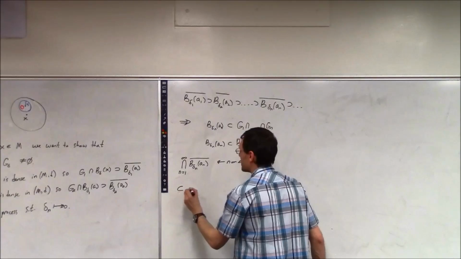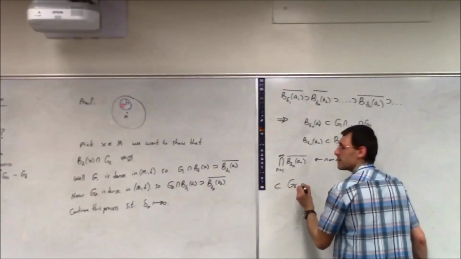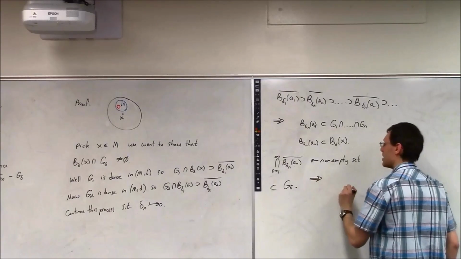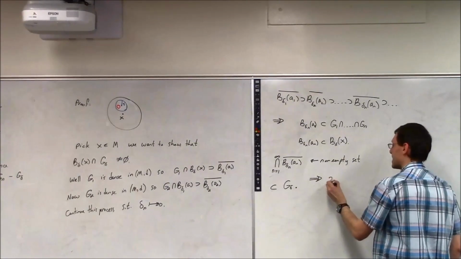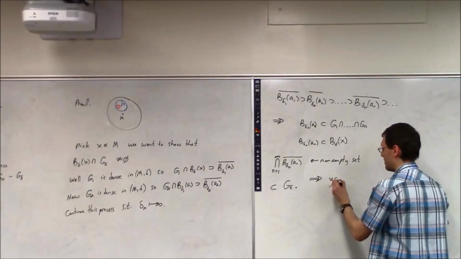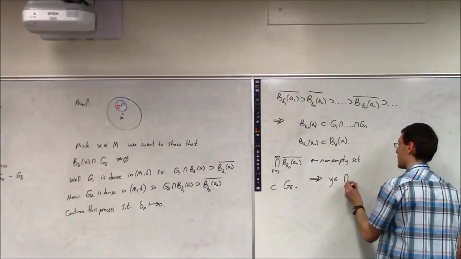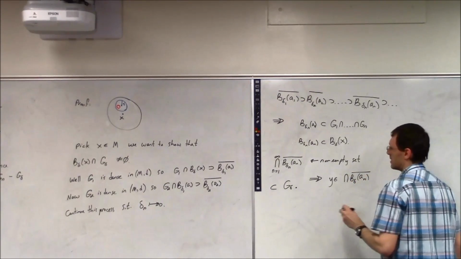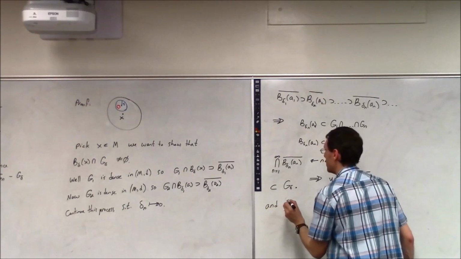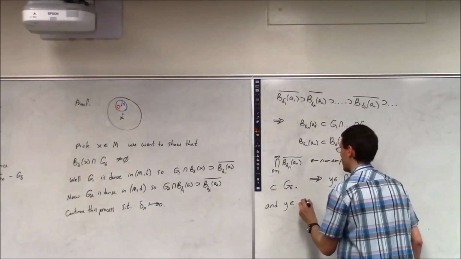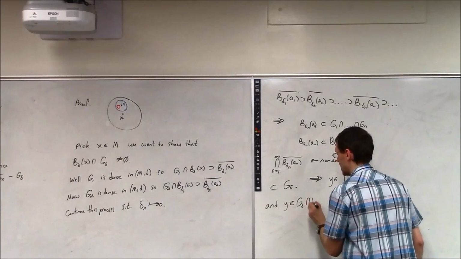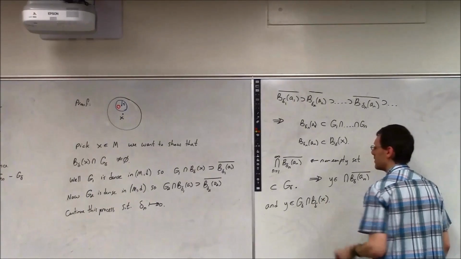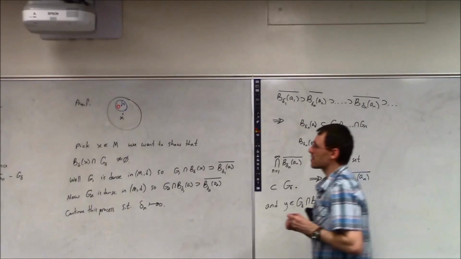And this set is a subset of G delta, which implies that some x, or not x, so let's call it y now. Y belongs to the intersection of those closed sets, and y is an element of G delta intersect ball of radius delta centered at x. The proof is complete. So again, let's just go over this.